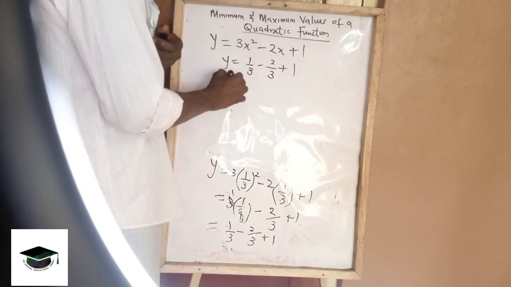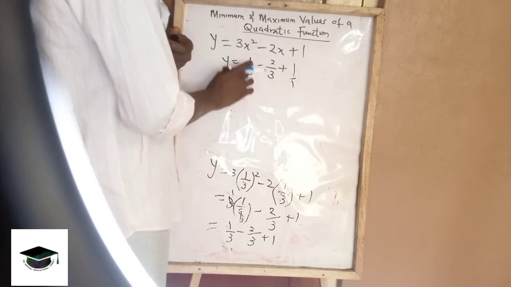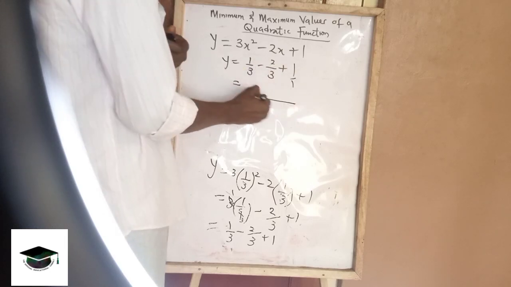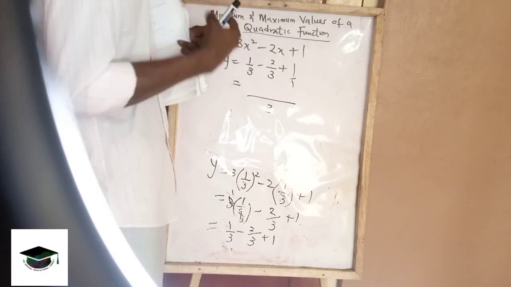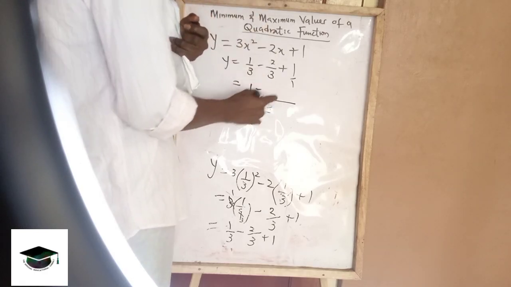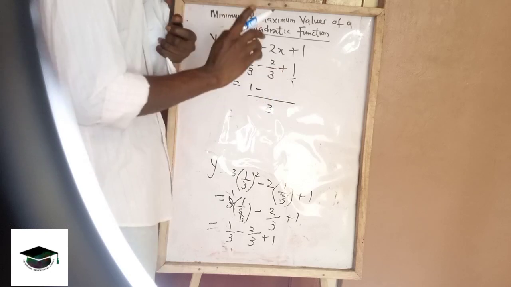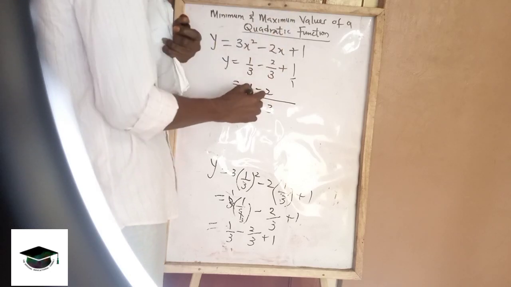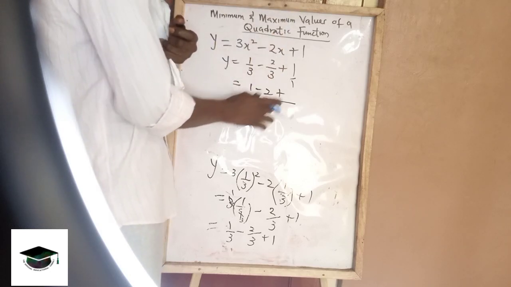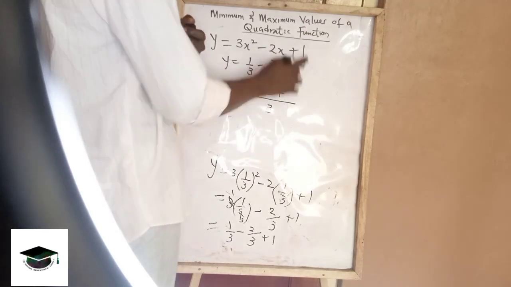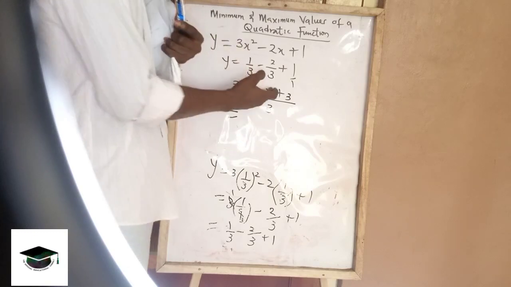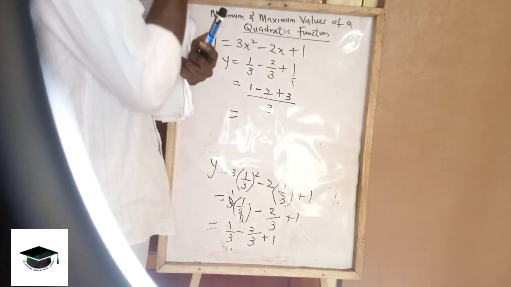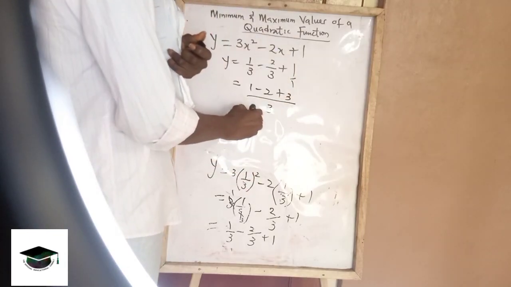So now the LCM here is what? By the time you find the LCM of 3, 3, and 1, the LCM is 3. So 3 divided by 3 is 1. 1 times 1, 1. Minus 3 divided by 3, 1. 1 times 2, 2. Plus 3 divided by 1, that's 3. 3 times 1, 3. And then that will be what? 1 minus 2 is what? That's minus 1. Minus 1 plus 3, that's 2 over 3.